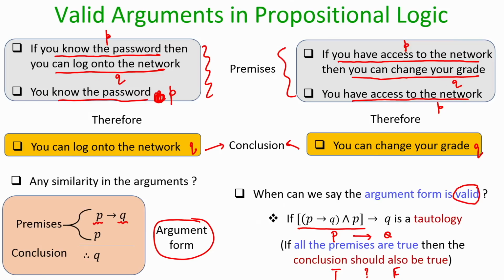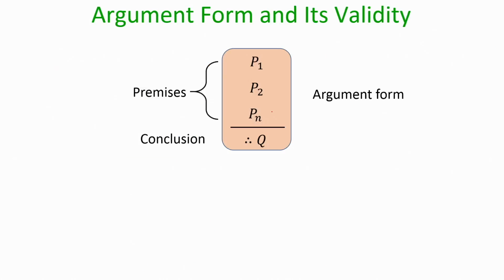So, instead of individually verifying whether the first set of English statements is a valid argument or not, the second set of English statements is a valid argument or not, what I am focusing on here is the validity of the abstract argument form. If I can prove that the abstract argument form is valid, then it automatically implies that this is valid and so on. Okay. So, in general my abstract argument form is of the following form.